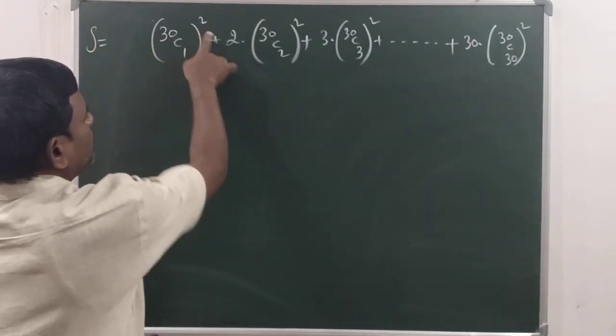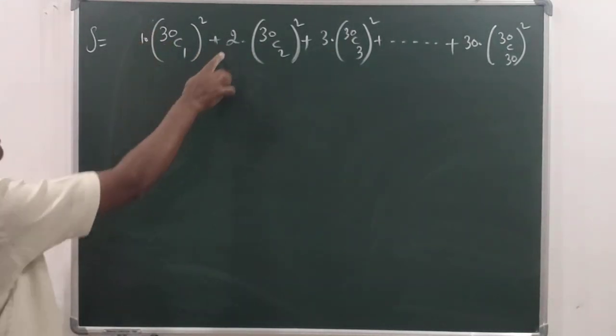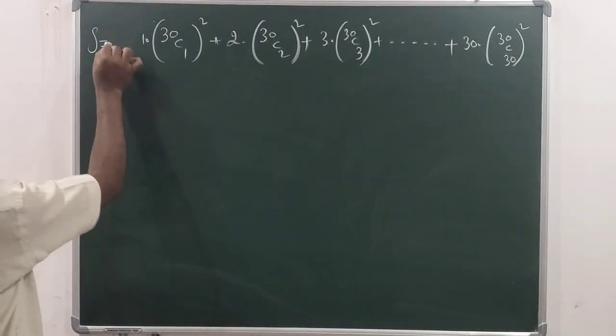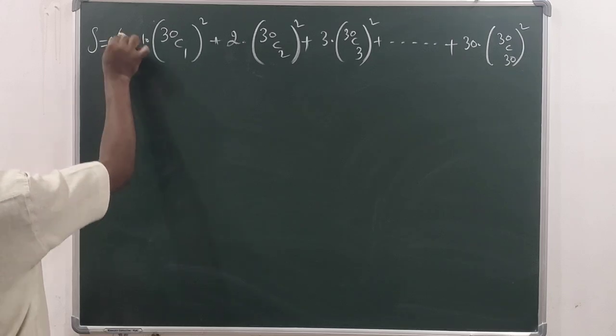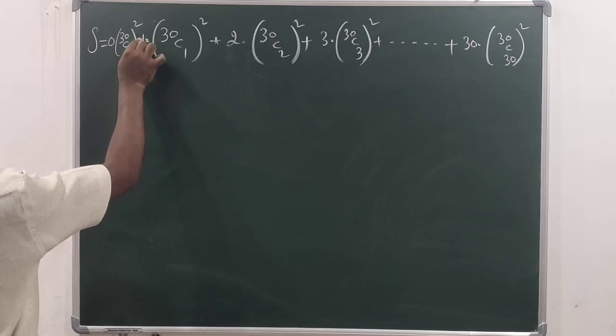We have 30C1 whole square, 30C2 whole square. Here, before that 1 is there. Here 2, here 3, here till 30. Now shall I write this one as 0 into 30C0 whole square? 30C0 whole square. Wantedly have added this.